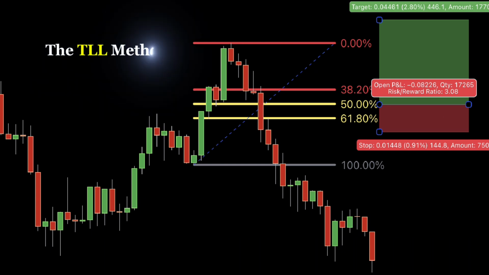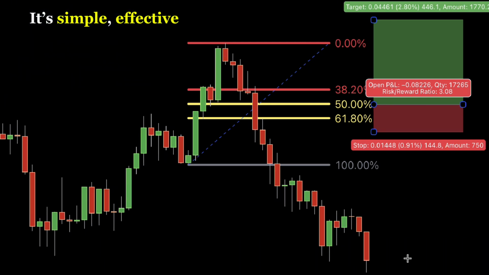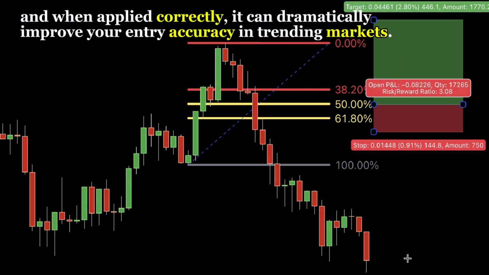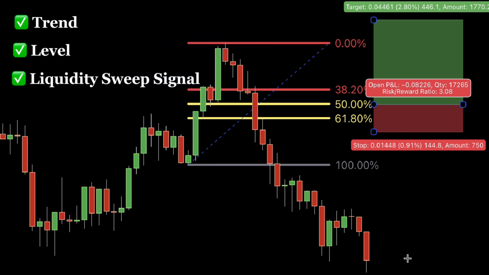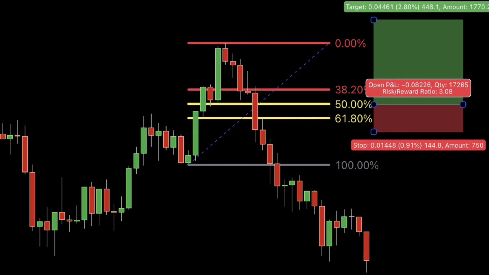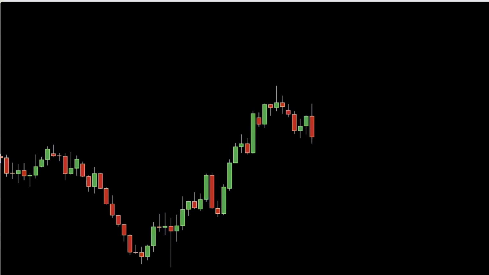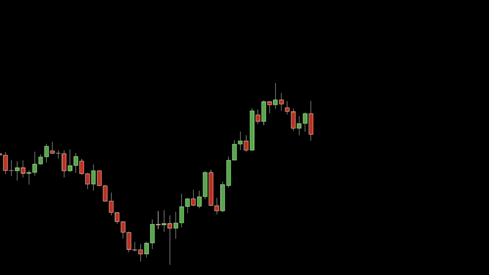I call it the TLL method. It's simple, effective, and when applied correctly, it can dramatically improve your entry accuracy in trending markets. Let's break down what TLL stands for: trend, level, and liquidity sweep signal. For a Fibonacci retracement level to hold, you ideally want all three elements to line up. Let me walk you through a chart to show you how it works in real time.